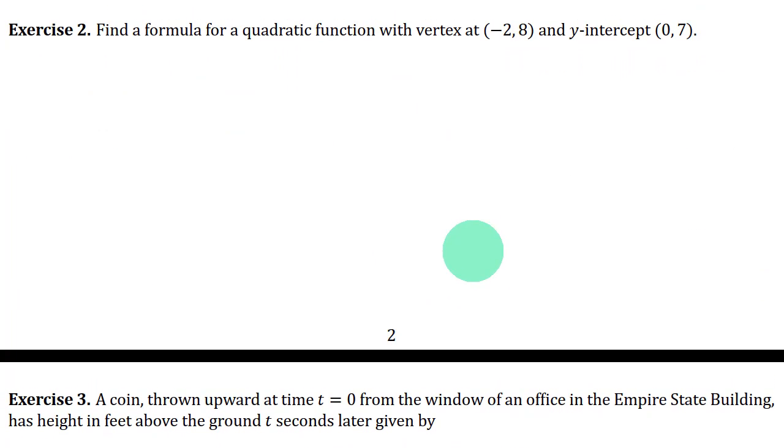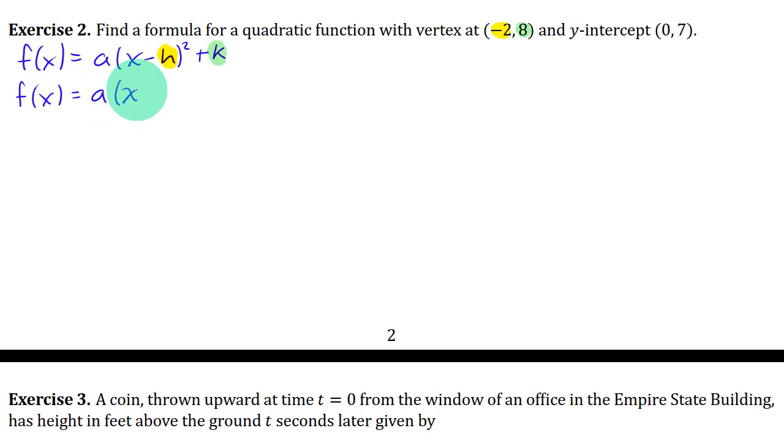All right, so for exercise 2, we want to get a quadratic formula with vertex at -2, 8. So if we know the vertex, we can use that value of h and k here. The h is -2, so this is going to look like a times x minus -2 quantity squared plus k will be just plus 8. So it looks like that.